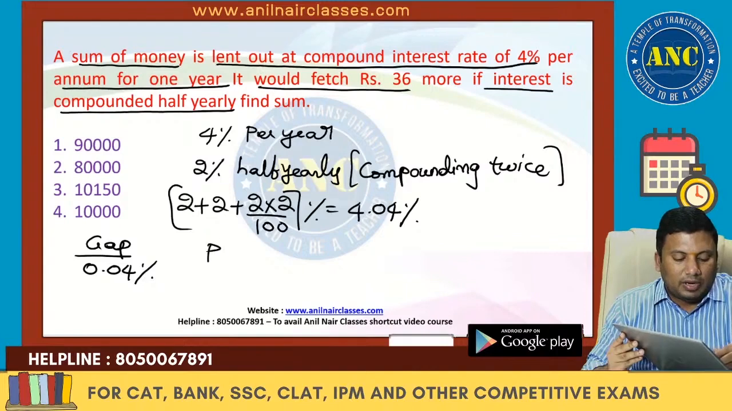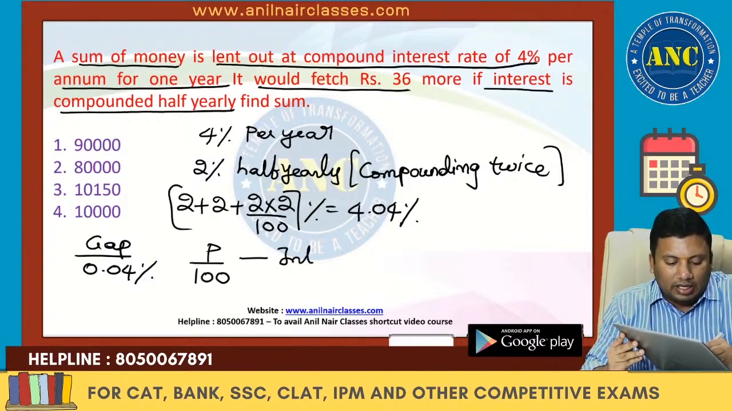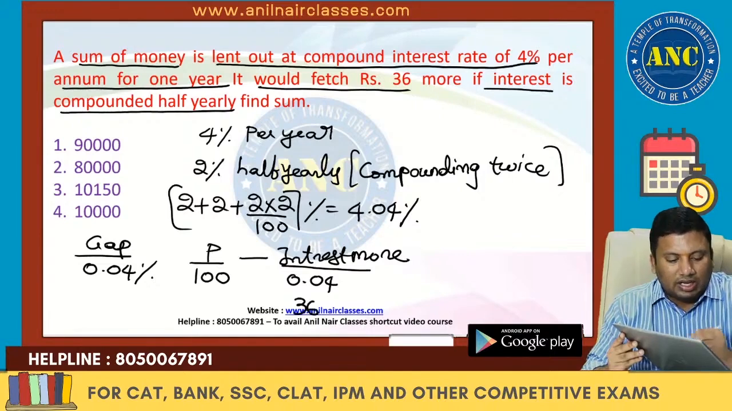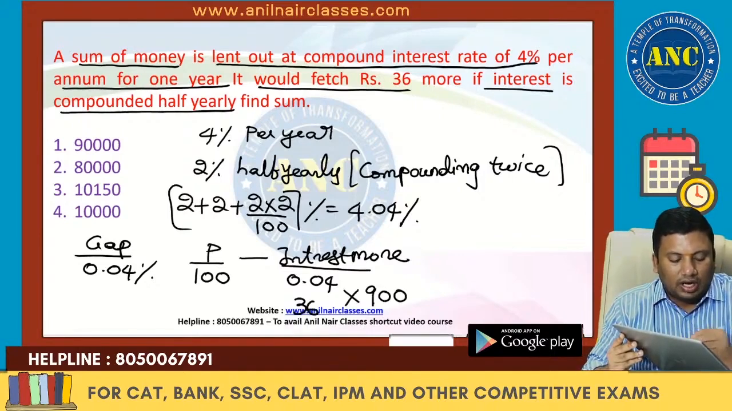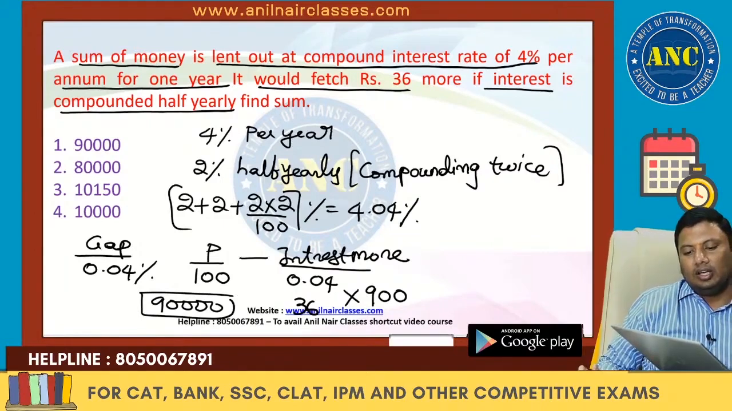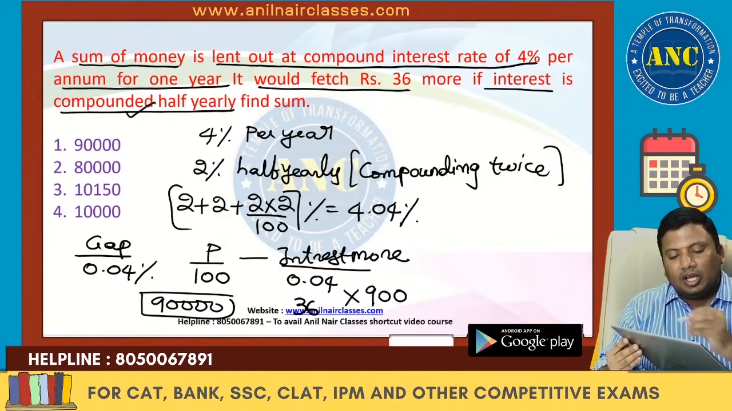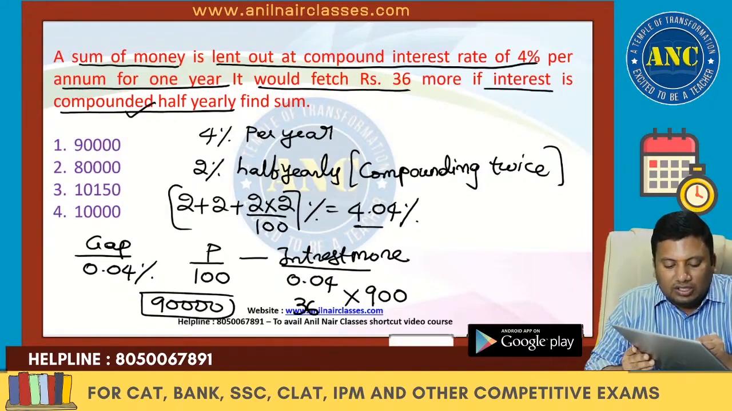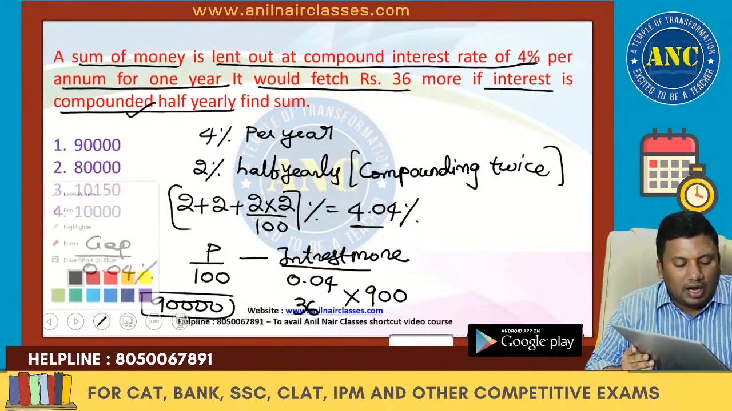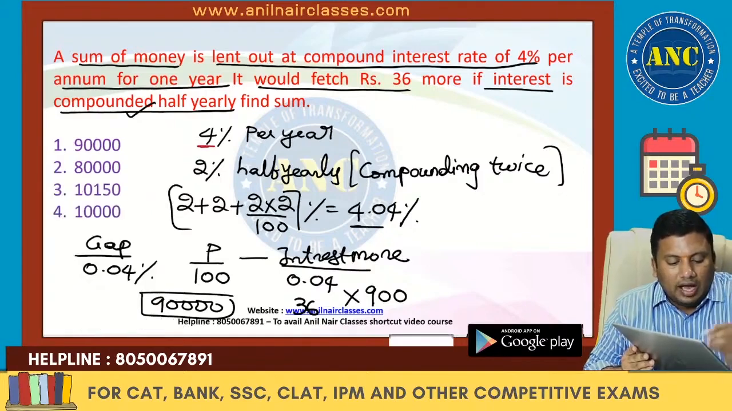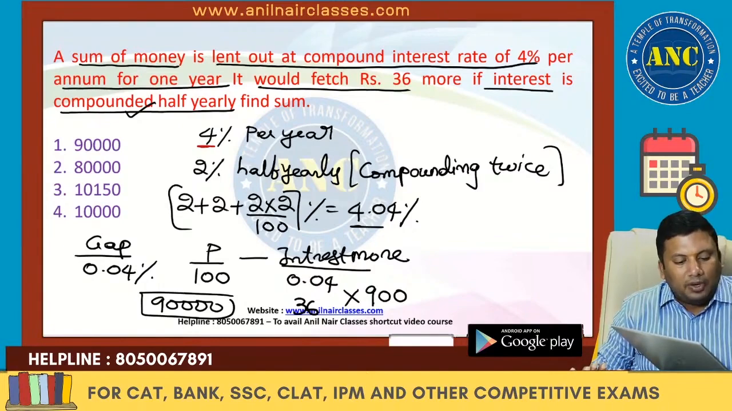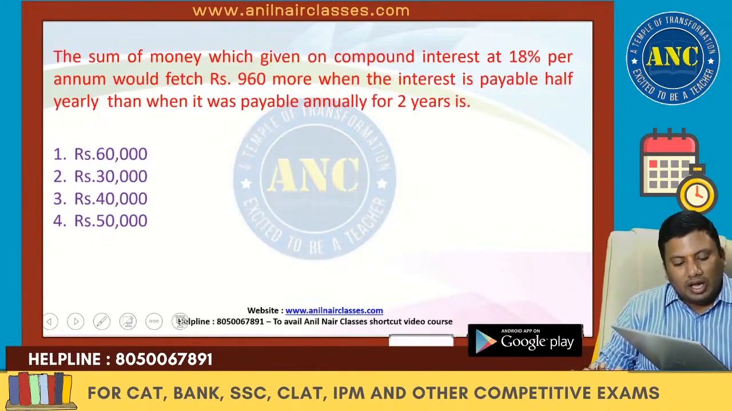So the gap is 0.04%. If the principal is 100, the interest is 0.04 more, but I want 36, so it is 100 into 900, which is 90,000. Easily you will get the answer. 4% every year; compounded half yearly it is 2% done twice: 2 plus 2 plus 2 into 2 by 100, which is 4.04. This is 4 and it is 4.04. The gap is 0.04. I hope the idea is clear.